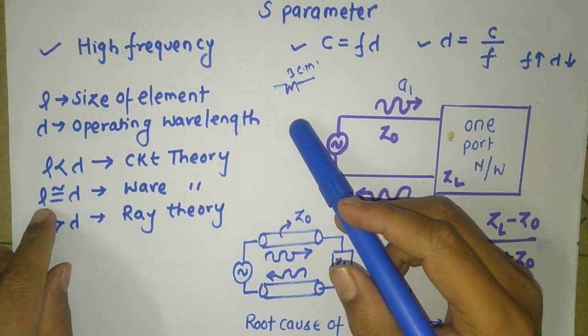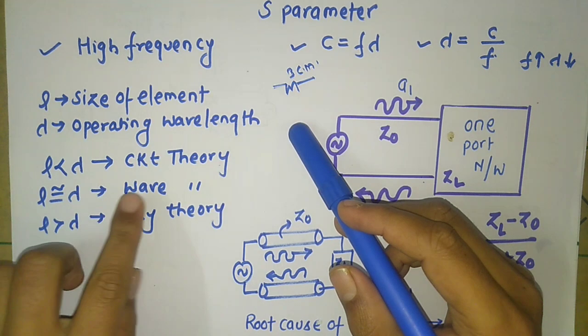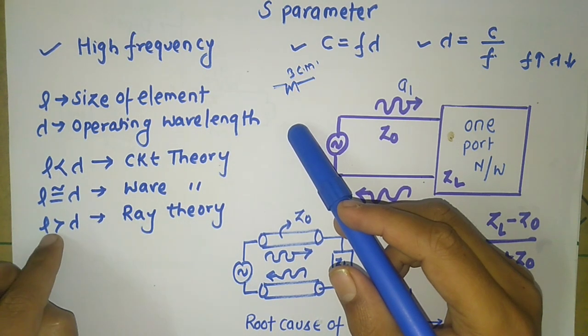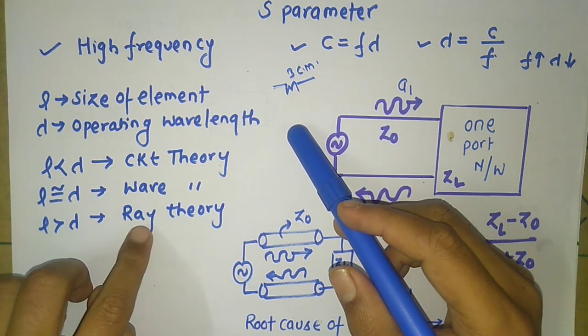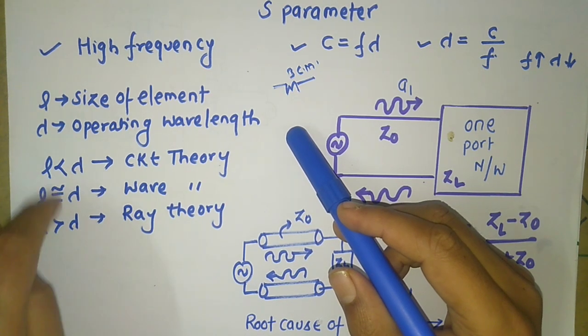But when the size of the element is comparable to the wavelength, then we use wave theory, and when the size of the element is greater than the operating wavelength, then we use ray theory. Please watch it.